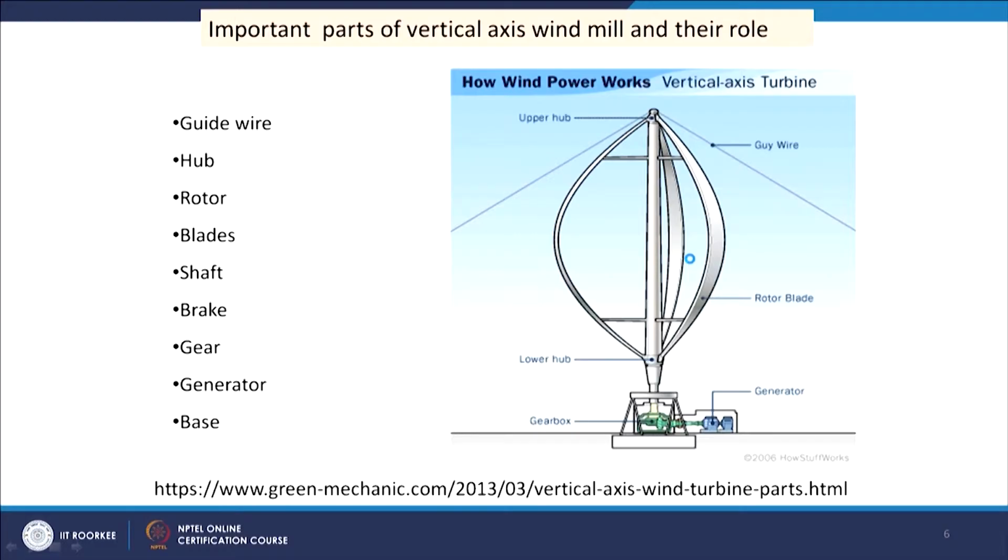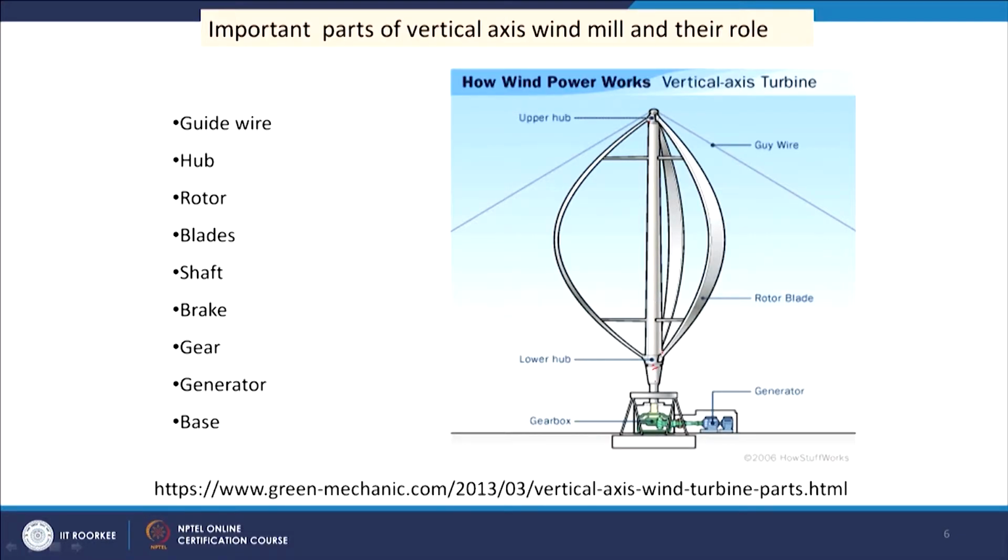Now, we will see important parts of vertical axis windmill and their role. So, this figure shows a vertical axis windmill. Here we have one shaft, and then here we have two hubs, lower hub and upper hub. In these hubs the shaft is attached and the blades are also attached. So, both sides we have hubs to attach the blades, unlike in the horizontal axis one, where we had a hub on one side.